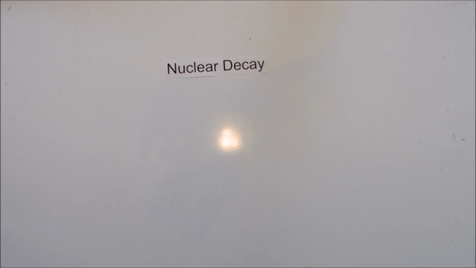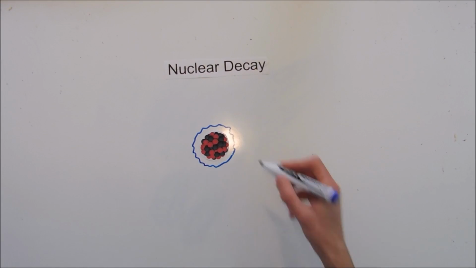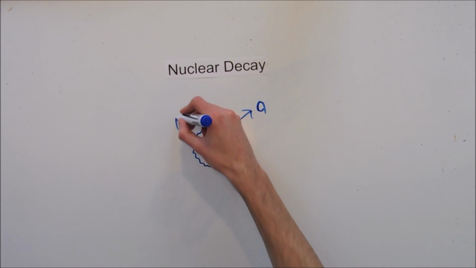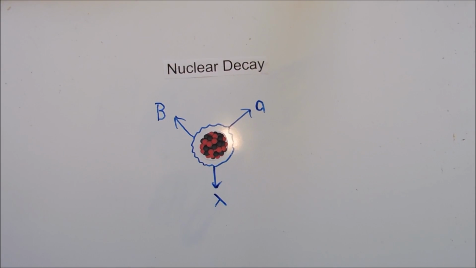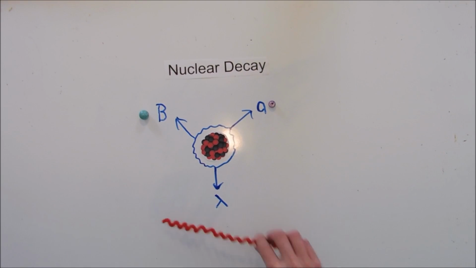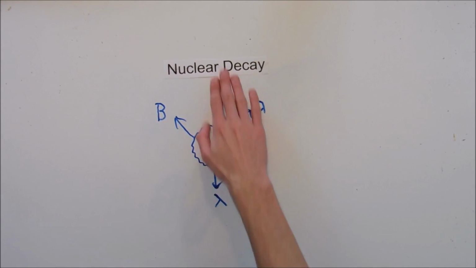Nuclear decay is the process by which the nucleus of an unstable atom loses its energy by emitting radiation, including alpha particles, beta particles, and gamma rays. Materials that spontaneously emit such things are known as radioactive.